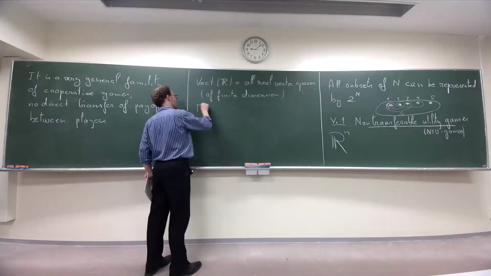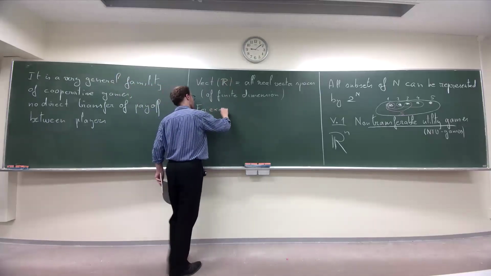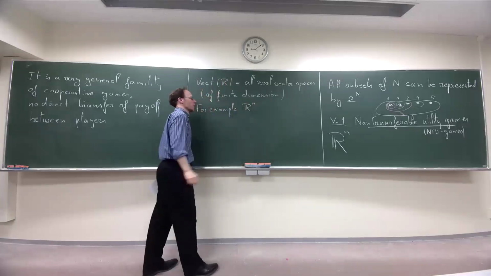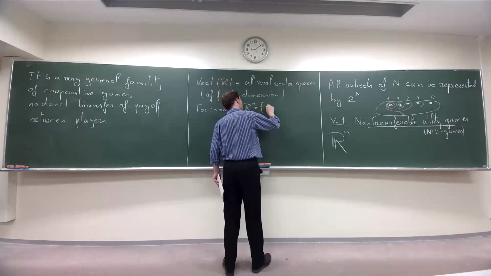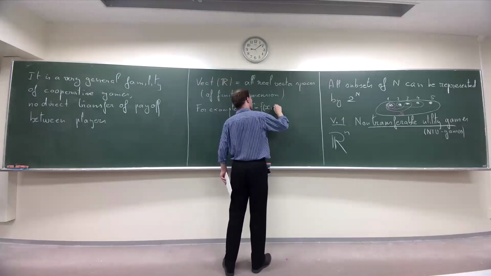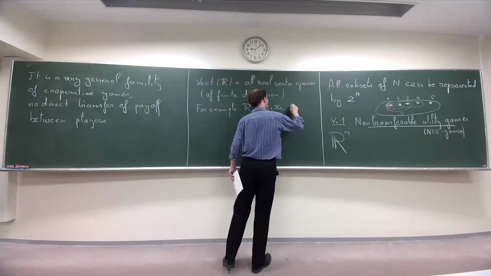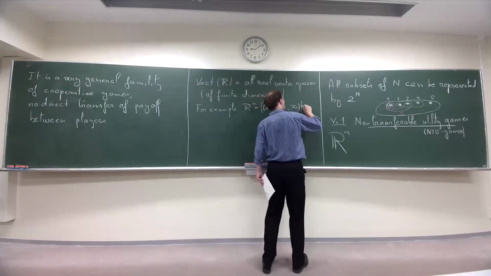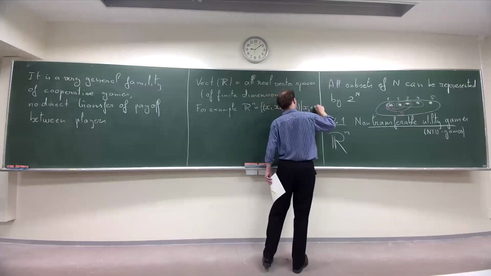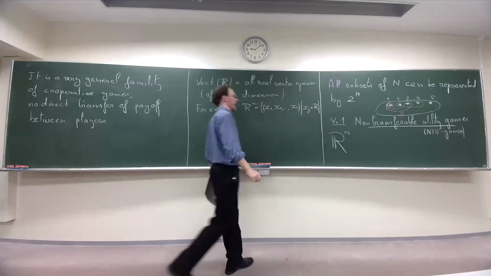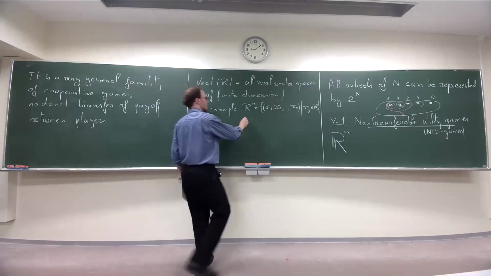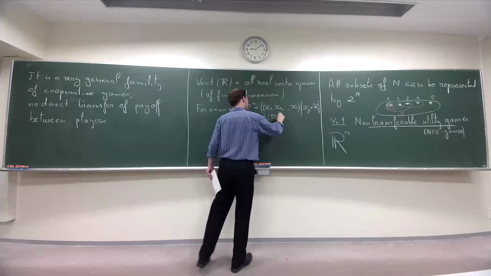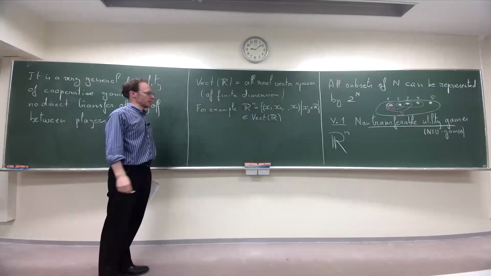And for example, of course, Rn, but what is Rn? This is a set of x1, x2, up to xn. It's a vector with all xj real numbers. So this is Rn. And this is an element of this set of all real vector spaces.